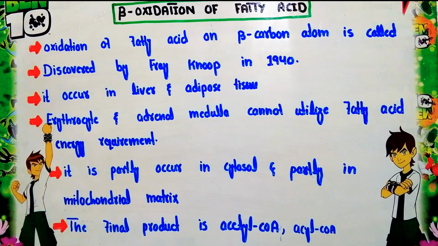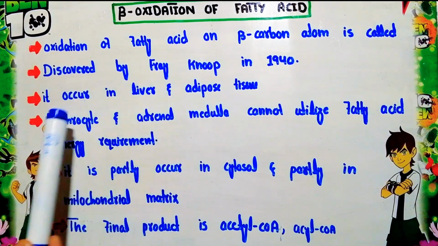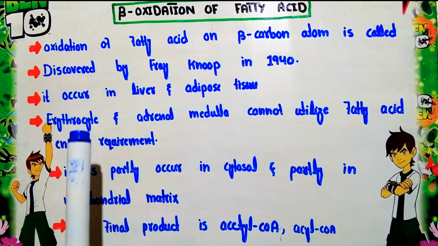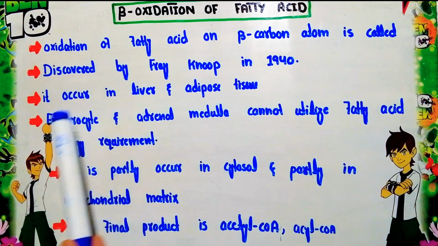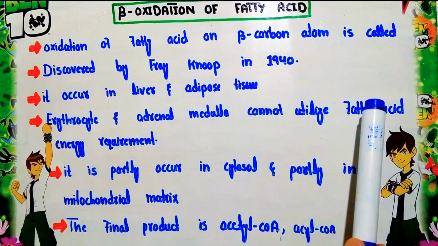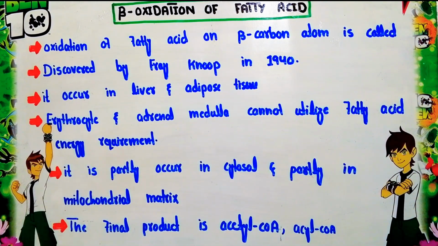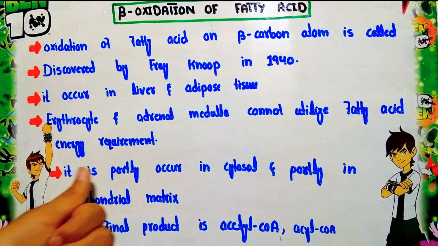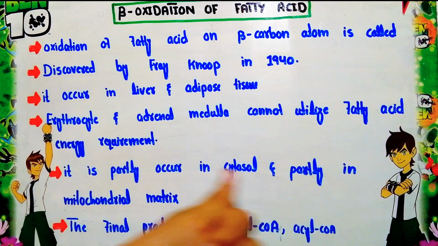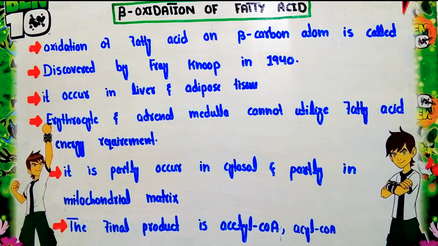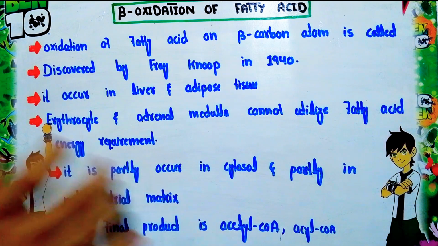But here the exceptions are present: the erythrocyte and adrenal medulla. These two structures are unable to utilize fatty acids for their energy requirements. Now if we talk about beta oxidation in a cell, where it occurs at the cell level, it occurs partly in the cytosol, and the overall beta oxidation occurs in the mitochondrial matrix.